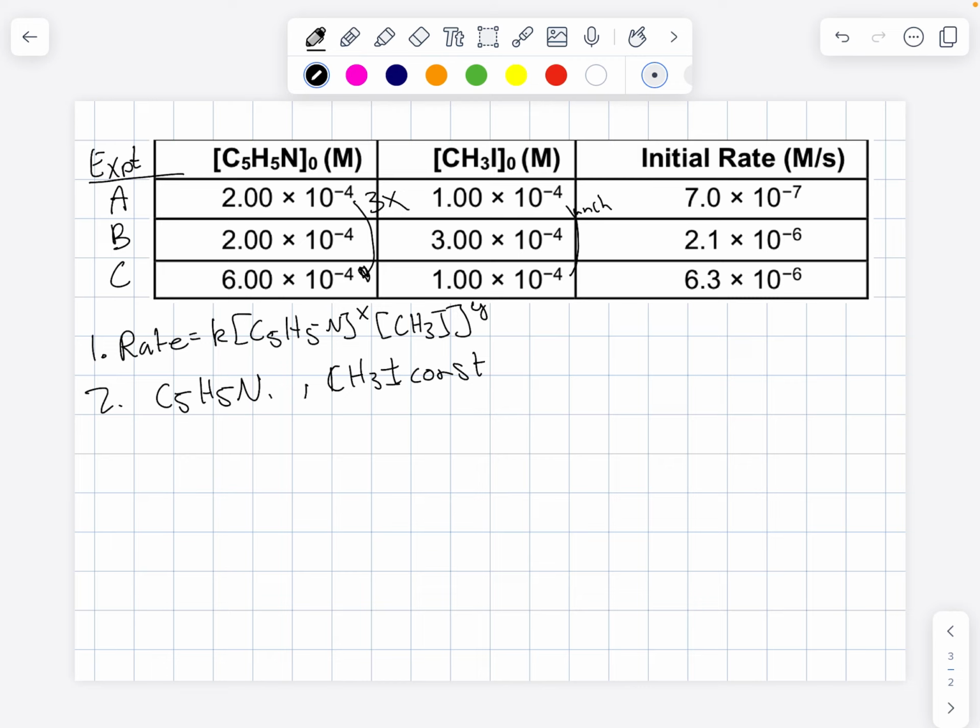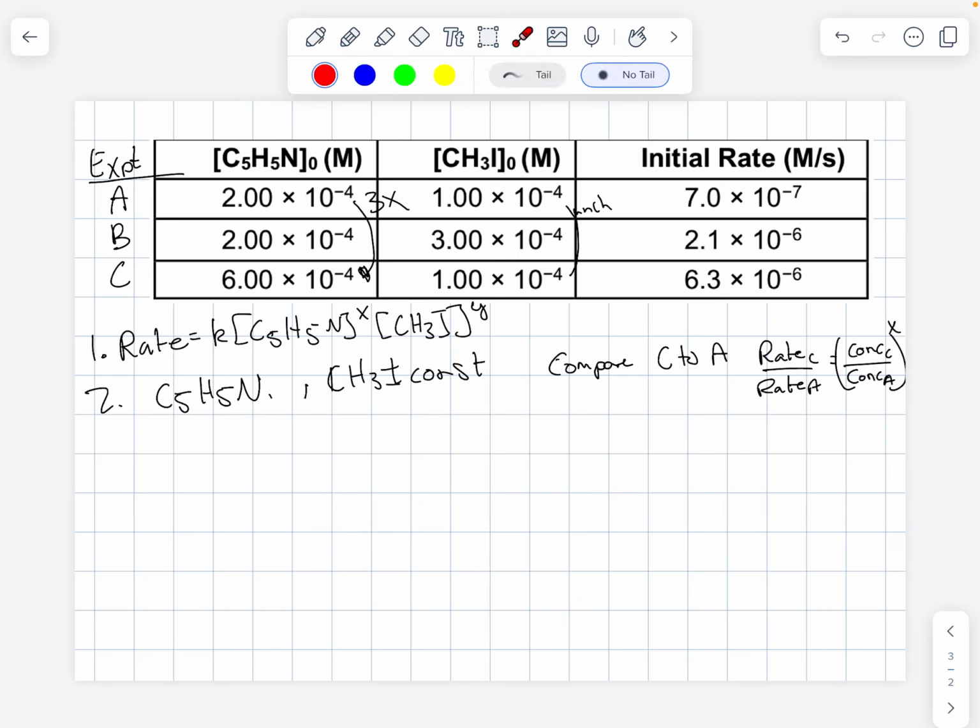So we're going to compare, and I would always write what I put on top first. I'm going to say compare C to A, and then what I'm doing is rate C over rate A is equal to concentration of C over concentration of A to, in this case, the unknown power X. So in this case, the factor by which the concentration changed was 3. We tripled the concentration. The rate, okay, this one might be a hard one to figure out, well, maybe it's not that hard.